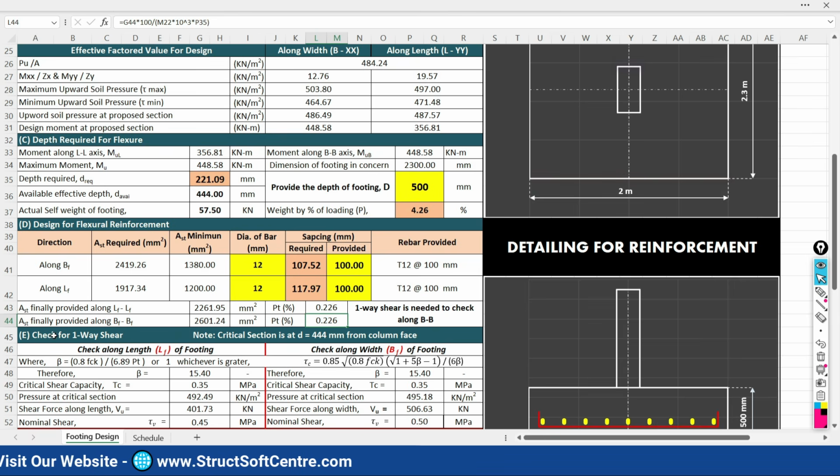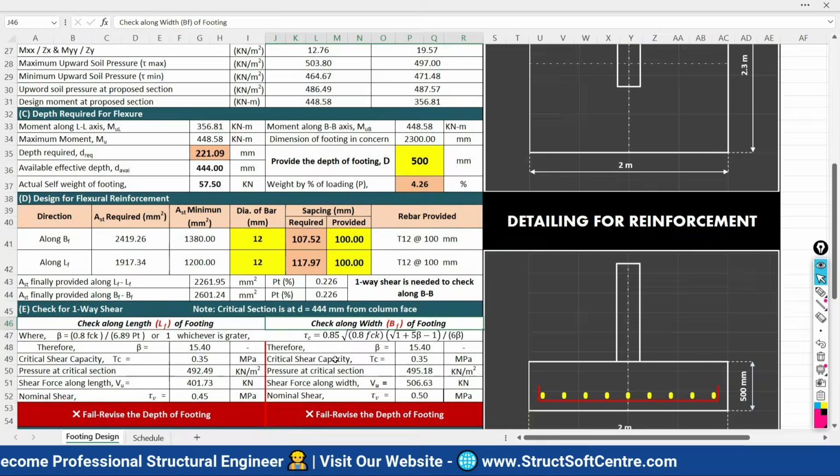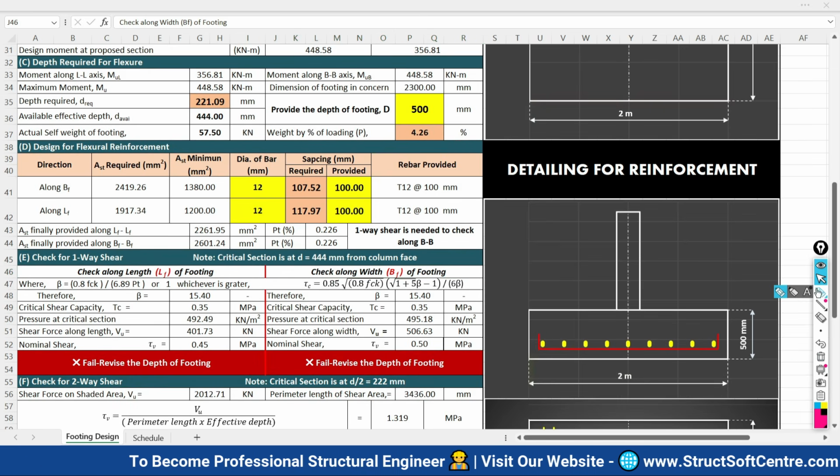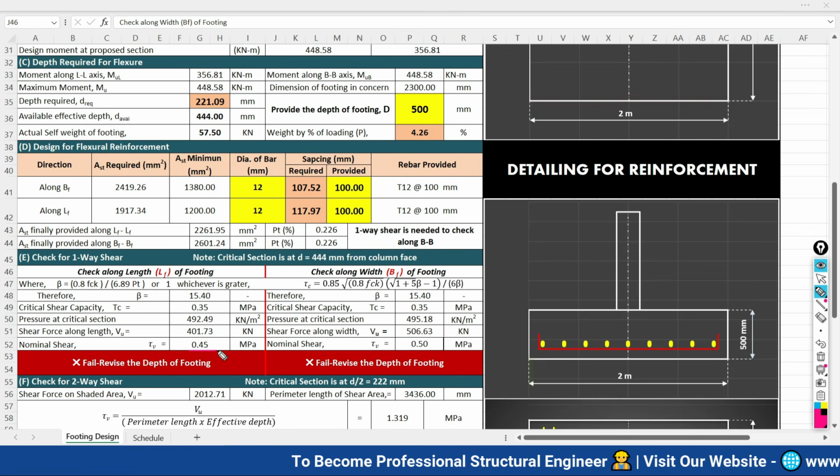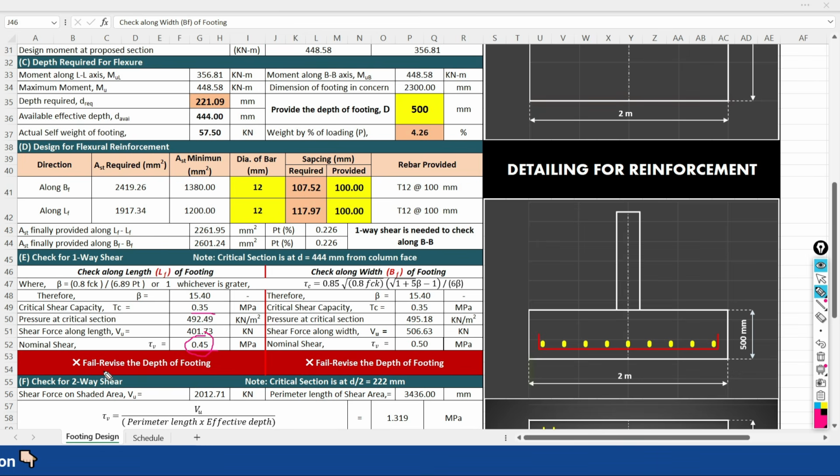Now we have to perform the one-way shear check along the length of the footing and the one-way shear check along the width of the footing. These two checks need to be performed, and there mainly we are looking at the nominal shear and critical shear. So the maximum critical shear capacity is 0.35, and your actual shear is coming out to be 0.45. That's why it is failing. Fail, revise the depth of the foundation. And along the width of the footing, the critical shear is 0.35 and the actual shear which is coming on your footing due to the loading is 0.5.